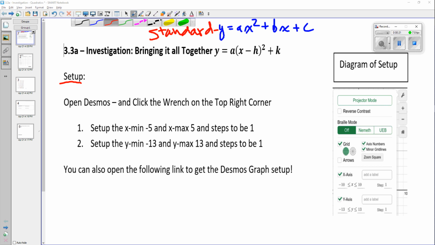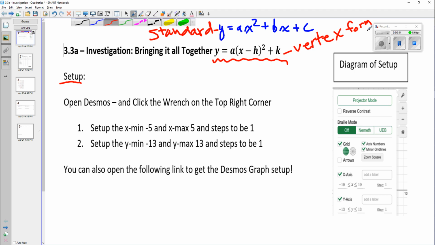Now, the a that you find in y equals ax squared plus bx plus c is the same a that you would also find in this equation. We call it the vertex form. And you'll understand why it's called vertex form as we go into our work today.